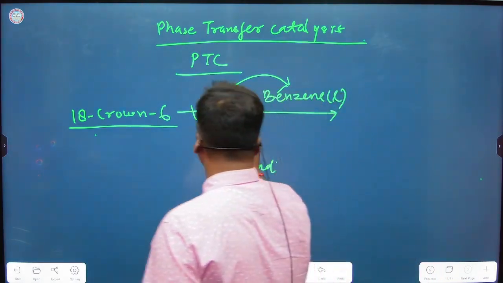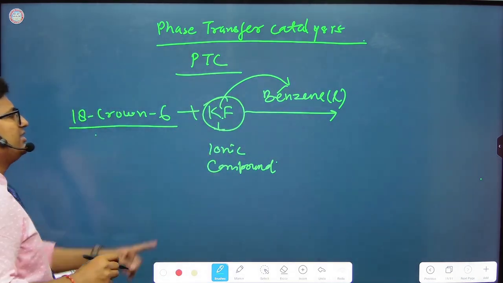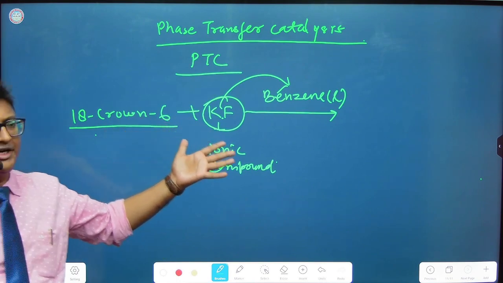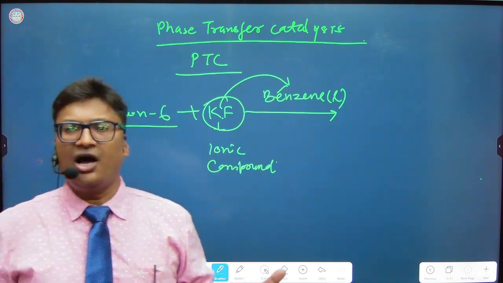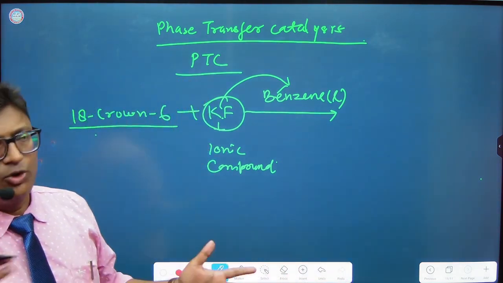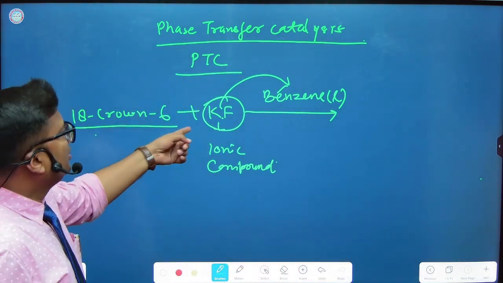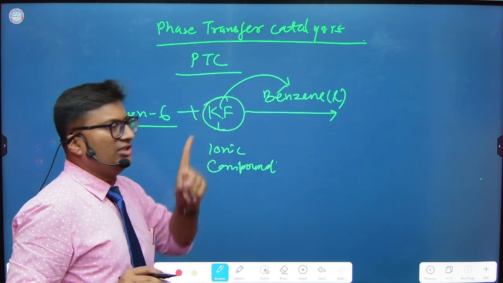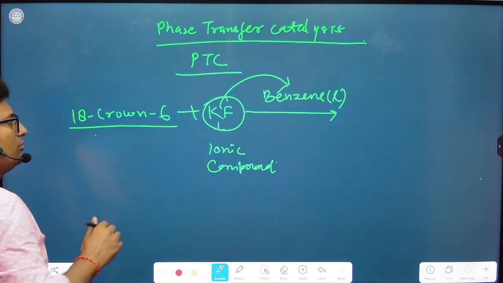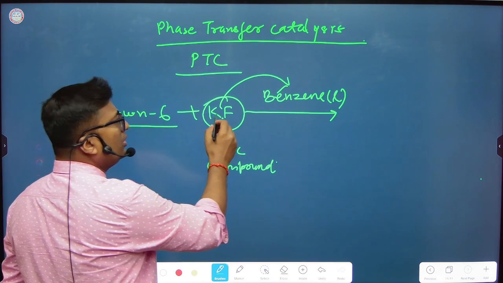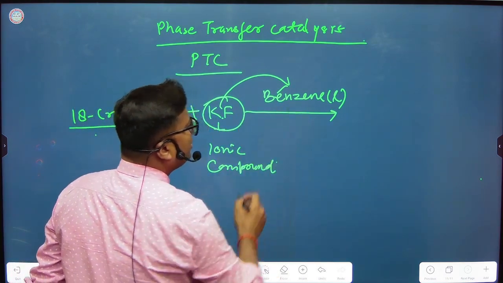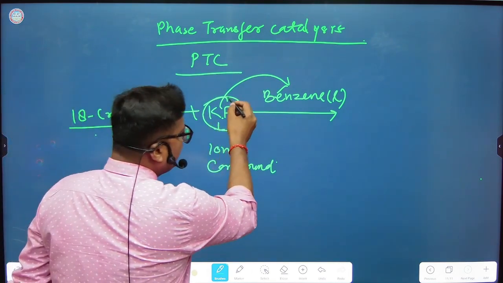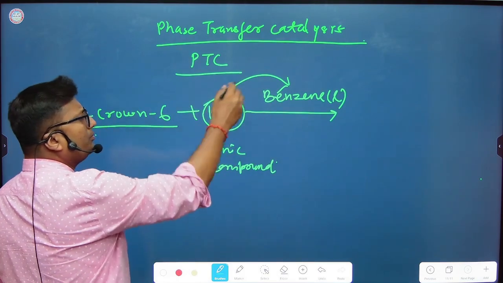This ionic compound is soluble in water, but it is insoluble in organic solvent. Benzene is an organic solvent, a non-polar solvent. So this polar or ionic compound is insoluble in benzene, and it cannot go into the liquid phase of benzene. It will remain as such in the solid state in the medium.